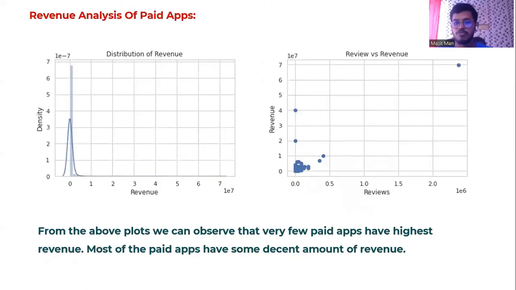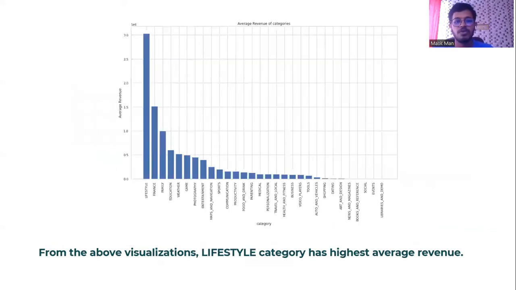And revenue analysis of paid apps, because we calculated the revenue based upon the multiplication of the prices and the installs. After calculating, we can see the relationship between the reviews and revenue, and also plot the distribution of the revenue. From these charts, we can observe that very few paid apps have the highest revenue, and most of the paid apps have a decent amount of revenue. And average revenue of categories. From this bar chart, we can see that the lifestyle category has the highest average revenue, followed by finance, and followed by family.